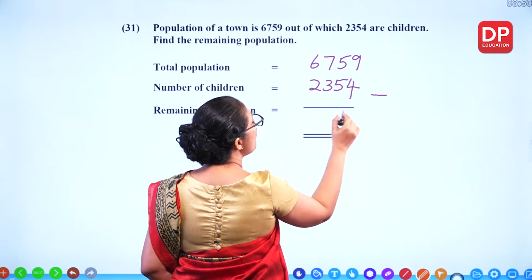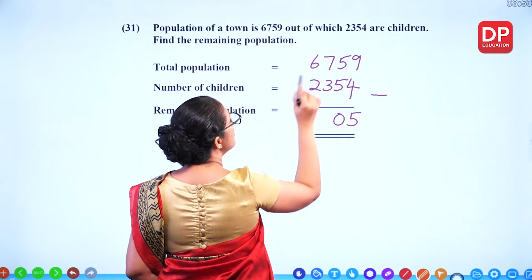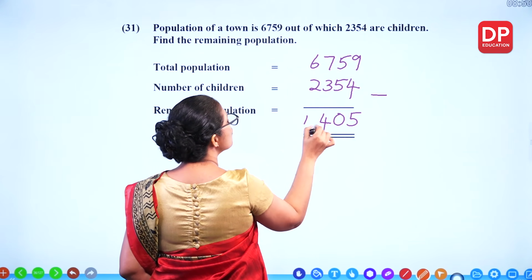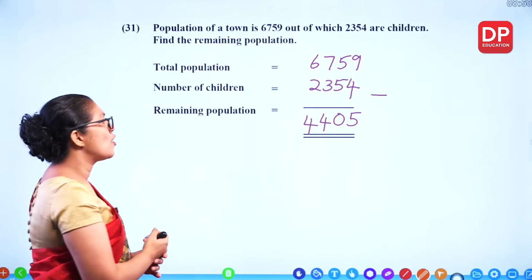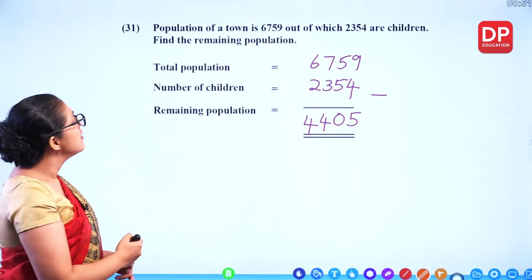9 minus 4, get 5. 5 minus 5, 0. 7 minus 3, that's 4. 6 minus 2, you get 4. 4,405 remaining population are there.